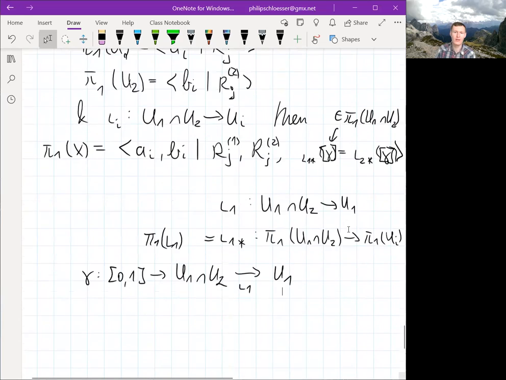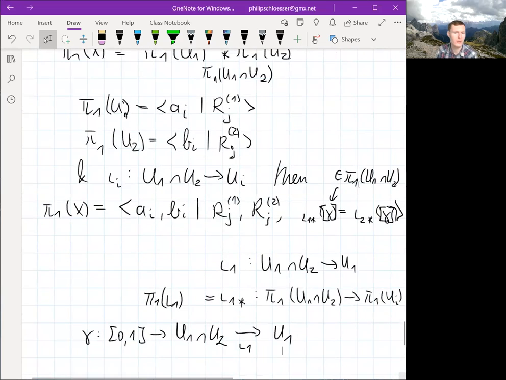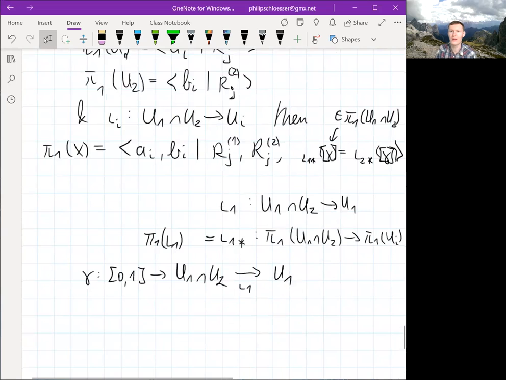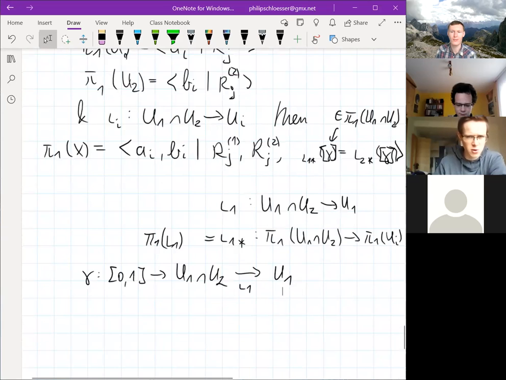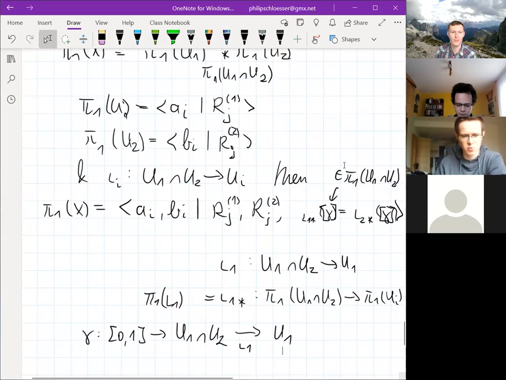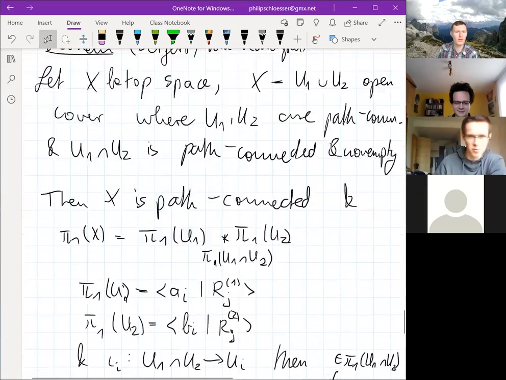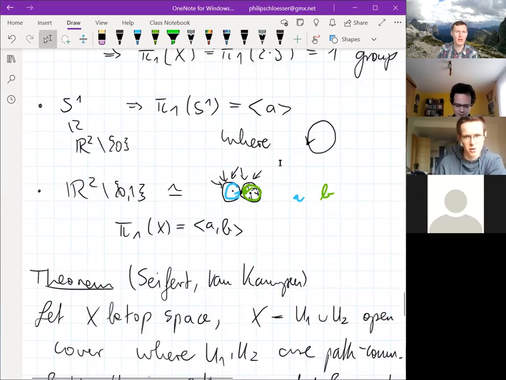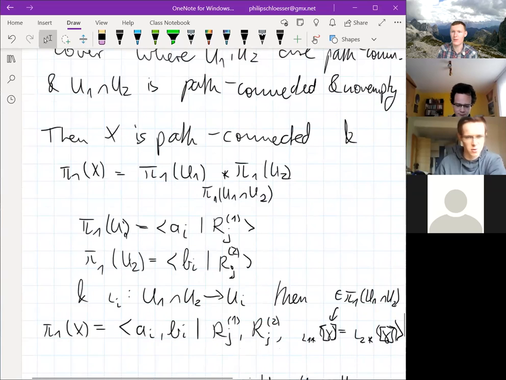Oh, I've even now done an example of this. Sometimes you wrote pi and sometimes you wrote pi1. Is there a distinction between them? Where did I write pi? Or maybe I was just stupid. I mean, I wrote capital pi before we did the fundamental group, yeah. Okay.